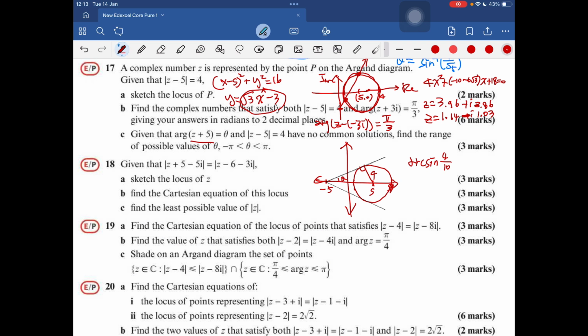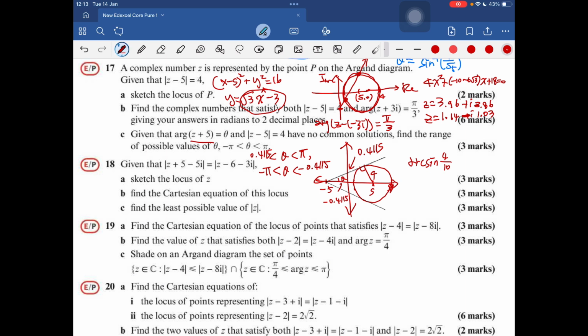So arcsine 4/10 equals 0.4115. So here it should be negative 0.4115. So theta should be larger than 0.4115 and smaller than pi within the domain, and larger than negative pi and smaller than negative 0.4115. That's it.